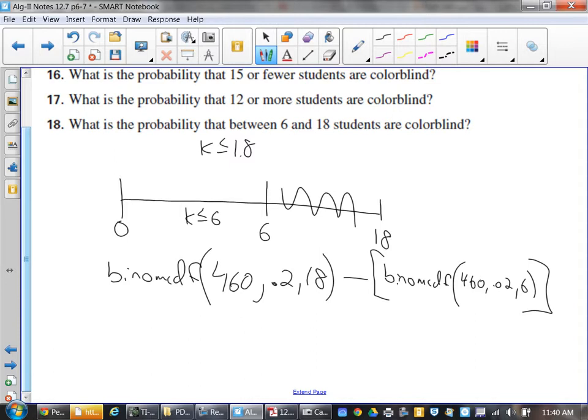I did it the wrong way because I did 8 and 6. I got 0.811. I wrote the wrong numbers down.